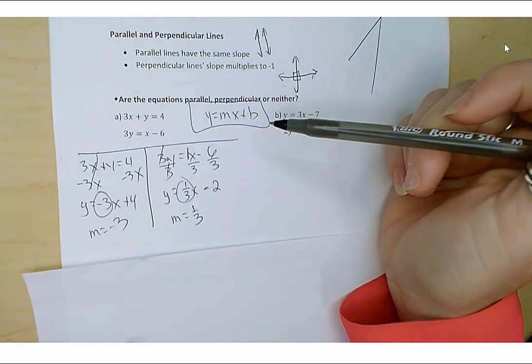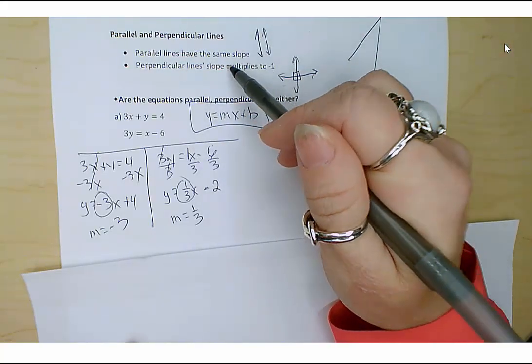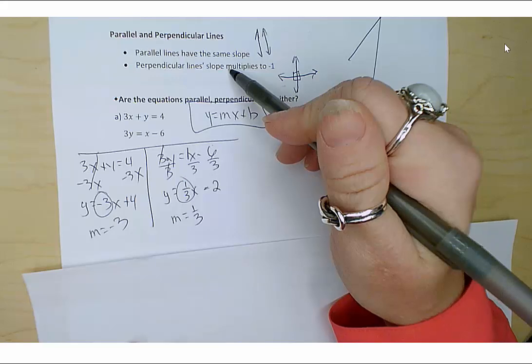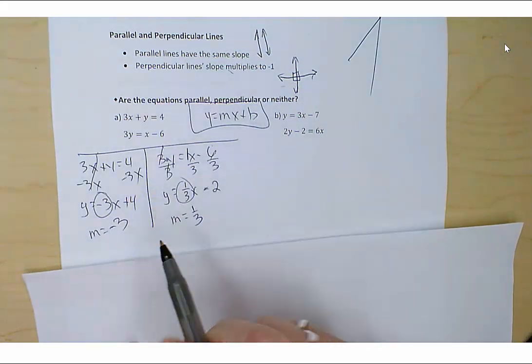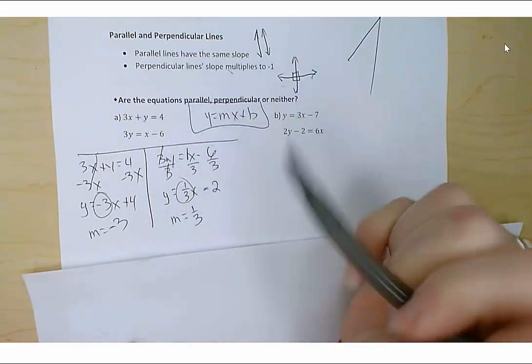So going back up to our definitions, they're parallel if the slope is the same, and they need to be exactly the same numbers, same signs. Now, -3 is not the same thing as 1/3. These are obviously not the same numbers, so they are not parallel.